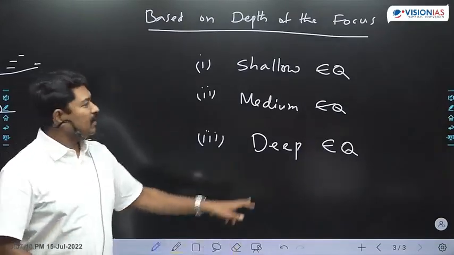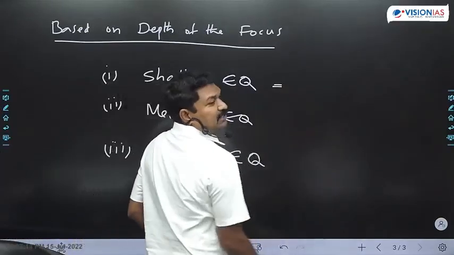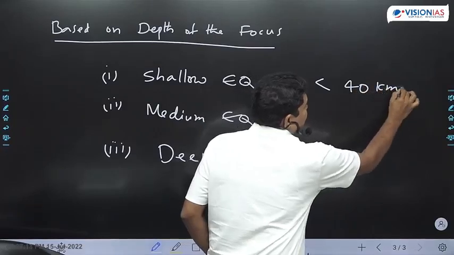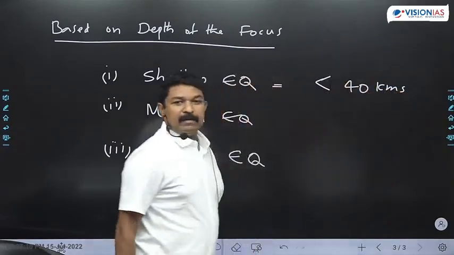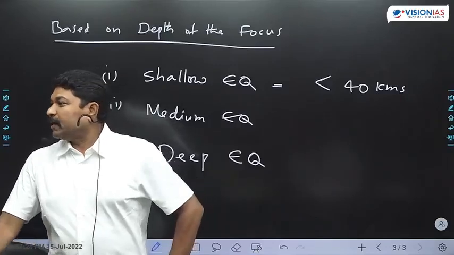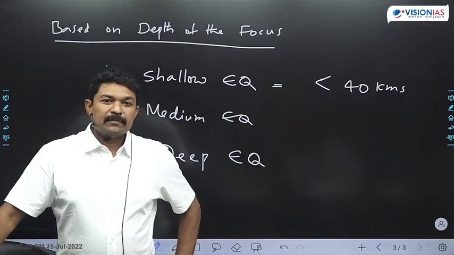What do you mean by shallow, medium, or deep? Write down the heading shallow earthquakes. If the focus is located at less than 40 kilometers of depth, it is called a shallow earthquake.